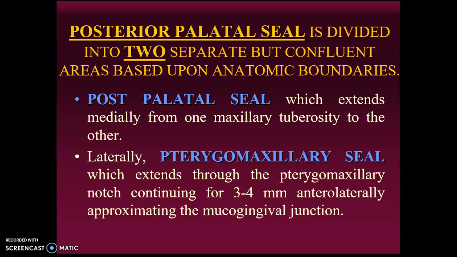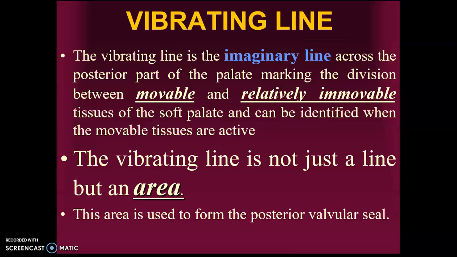Now, what other things can we see in the posterior part of the maxillary arch apart from the posterior palatal seal? That is the pterygomaxillary seal, in short PMS. What is the pterygomaxillary seal? It extends through the pterygomaxillary notch, continuing for 3 to 4 mm anterolaterally, approximately at the mucogingival junction. That's the actual location of the PMS, which we can expect in the patient's maxillary arch apart from PPS.